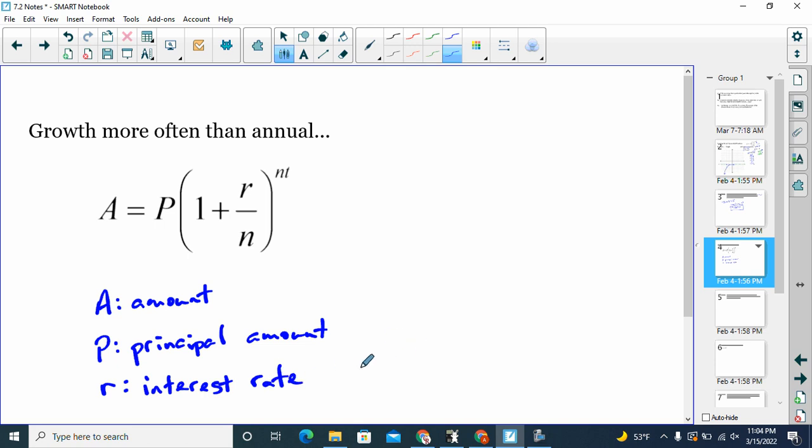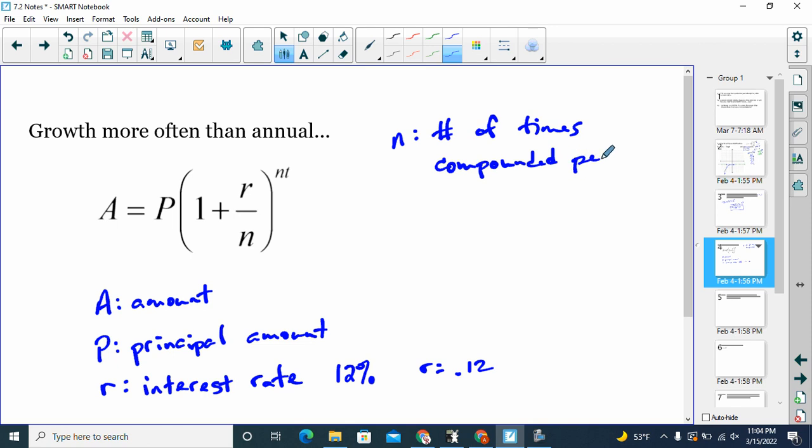So if it's 12%, like it was on the last one, we're going to put in 0.12. N is the number of times that it compounds per year. And T is time measured in years.